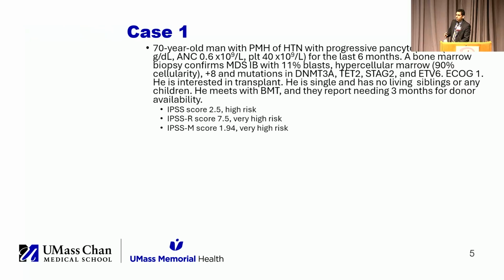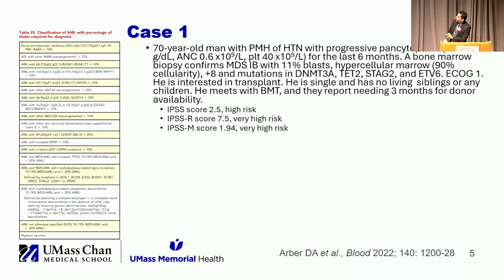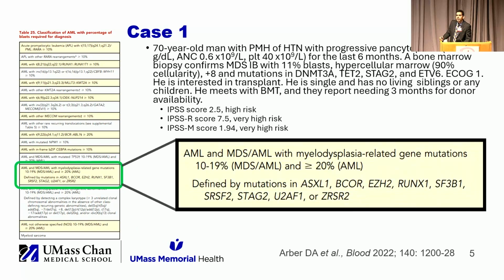So in case 1, I was thinking just to redefine this case using the ICC. And as we know, the ICC questions the blast threshold between MDS and AML, and there's somewhat of a blurred distinction in that continuum. So in this case, with 11% blasts, one might respectfully argue that this is actually a case of what we would call MDS/AML with myelodysplasia-related gene mutations. And by risk assessment from the ELN 2022, given that the patient has a STAG2 mutation, this would be considered in the adverse risk group.